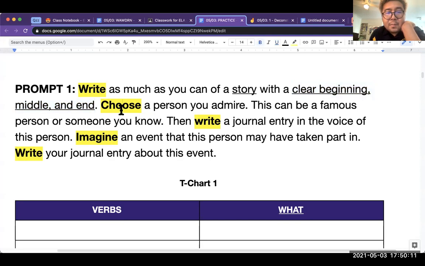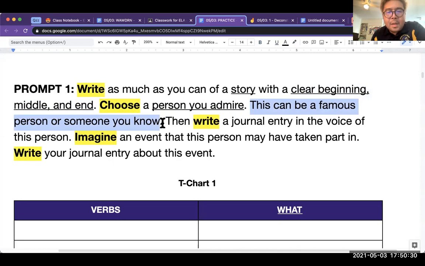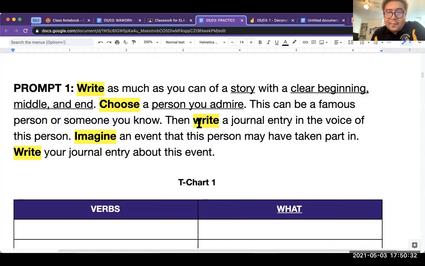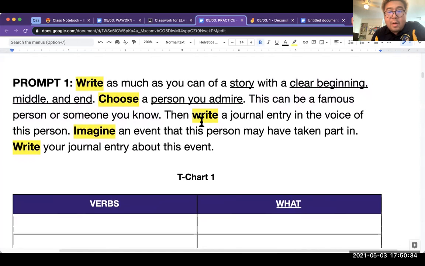Second thing. For the second verb, choose. What do I choose? In this case, it's who do I choose? And I'm going to underline person you admire. I don't need to underline this sentence. This can be a famous person or someone you know, right? You'll just know that when you write your response later. Then the next verb is write again. What am I going to write? What is important in this sentence that I can pair up with the word write? And that is the term journal entry, okay?